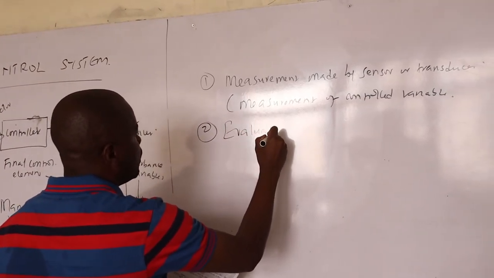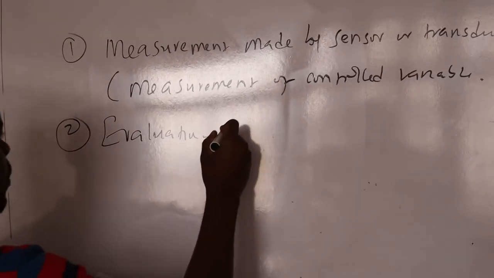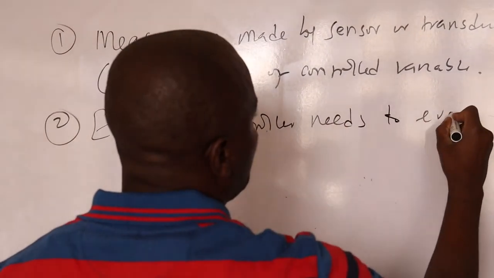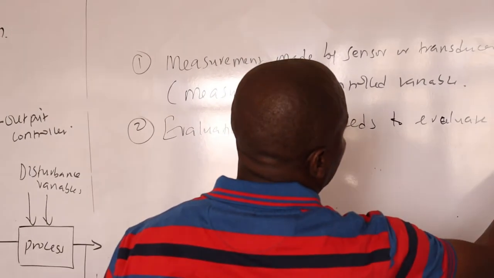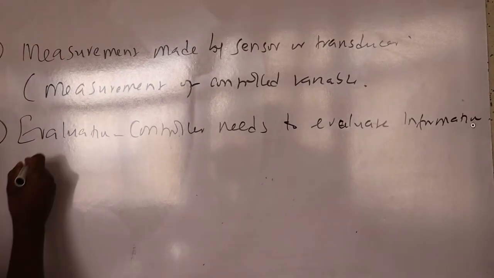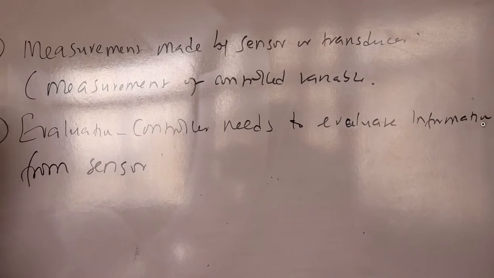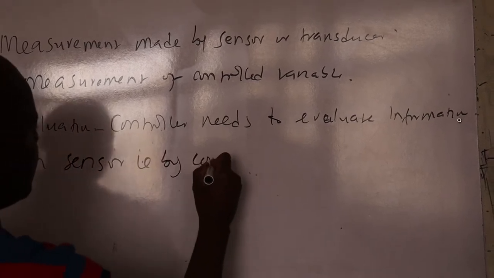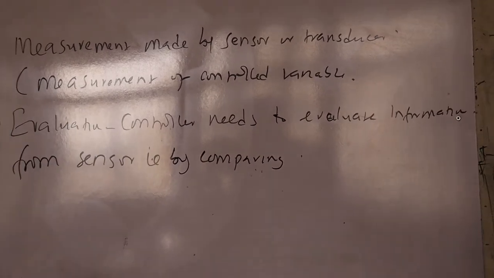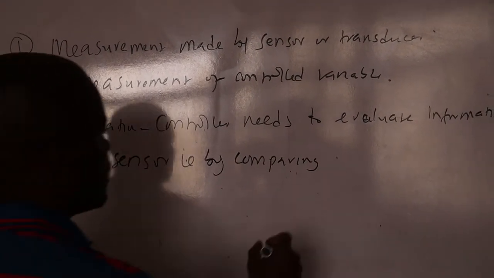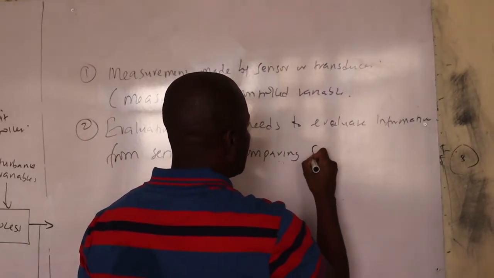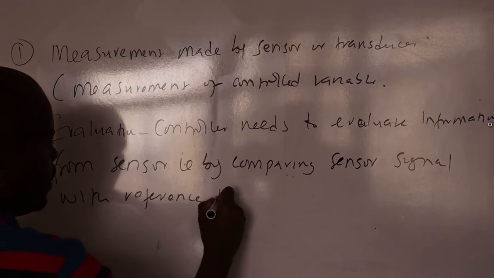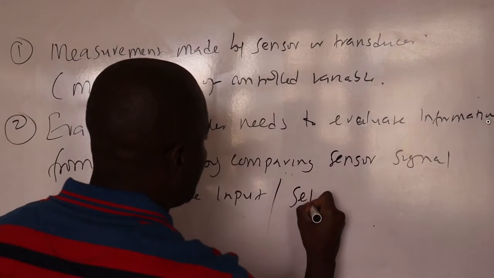So number two, we've talked of the evaluation. The controller usually needs to evaluate information from the sensor, and it usually does so by comparing the sensor signal with the reference input, or what we refer to as the set point.